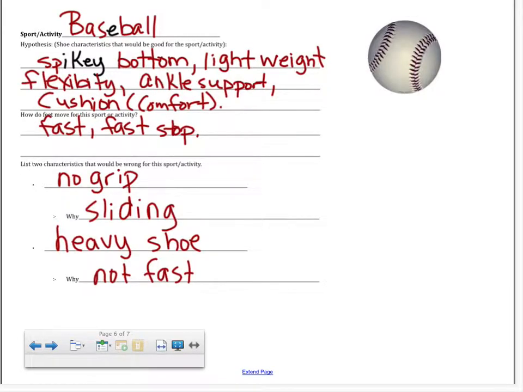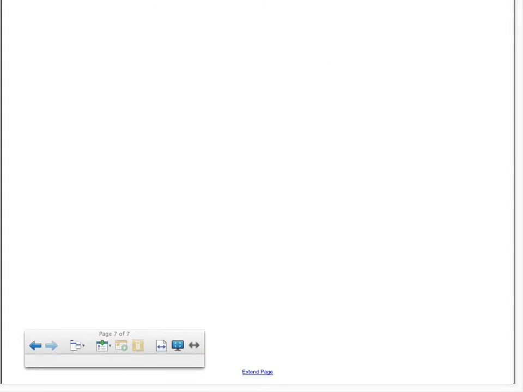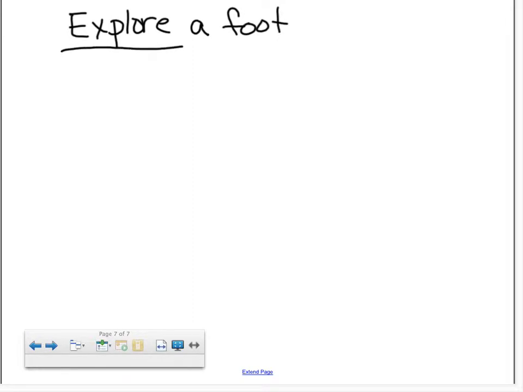Now what we're going to do, we're going to explore feet. We're going to explore a foot. In exploring a foot, your paper has... we're going to be reporting some things.